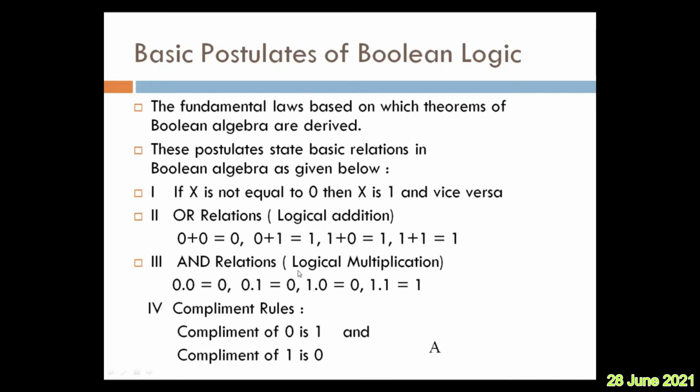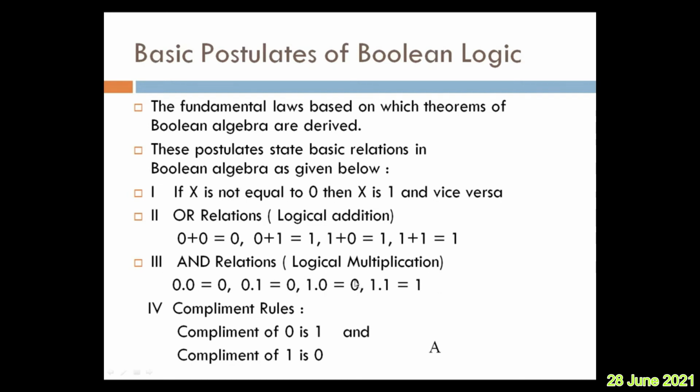Similarly, in case of logical multiplication, it is represented with the dot operation here. What it shows here: 0 dot 0 is 0, 0 dot 1 is 0, 1 dot 0 is 0, 1 dot 1 is 1. What is the meaning of this now? In case of logical multiplication, when all the inputs are true, then only the output is true. If any one or all inputs are false, then the output is false.